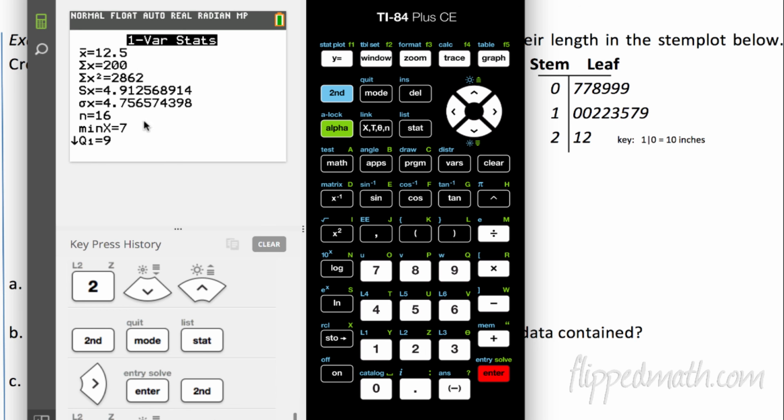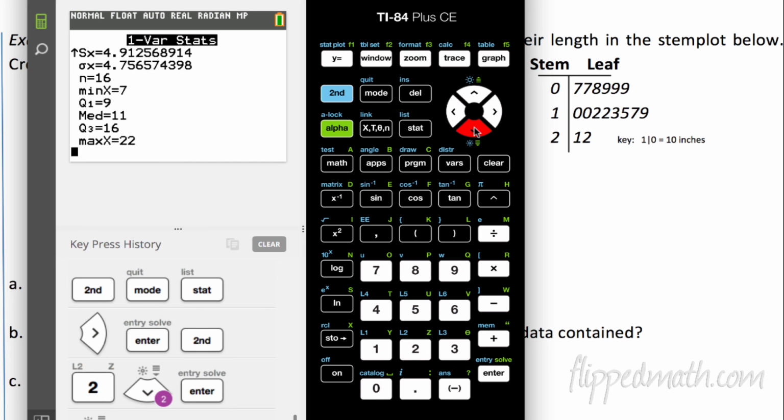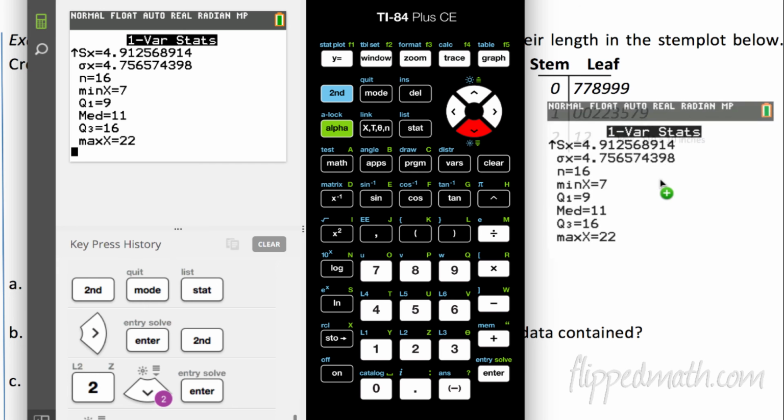But I wanted you to kind of know your calculator. If you scroll down, you notice that it says n equals 16. That tells you how many data points we just counted, so 16 is right. The minimum, the first quartile, the median, the third quartile, and the maximum. It'll find the 5-number summary for you right there. So we're going to write this down. We're going to put this over here in the notes.